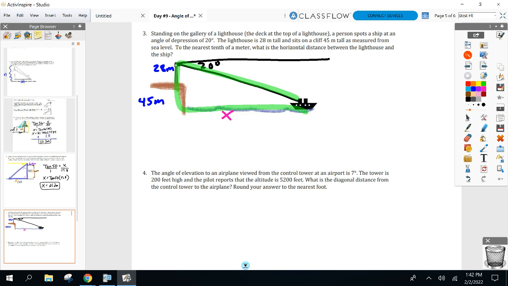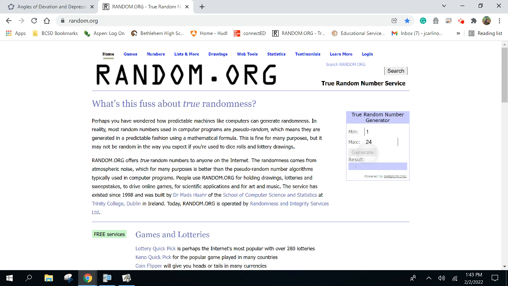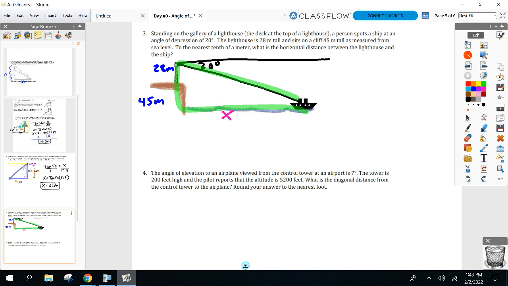I'm going to let one of your classmates decide now. Should I do the adjacent angle or the alternate interior angle here? Because I can't use that 20 right now in my triangle. It's outside. Which angle do you want to use here? The adjacent. Sure. Which would be, if you're going to use it, what is it? 70. Good.